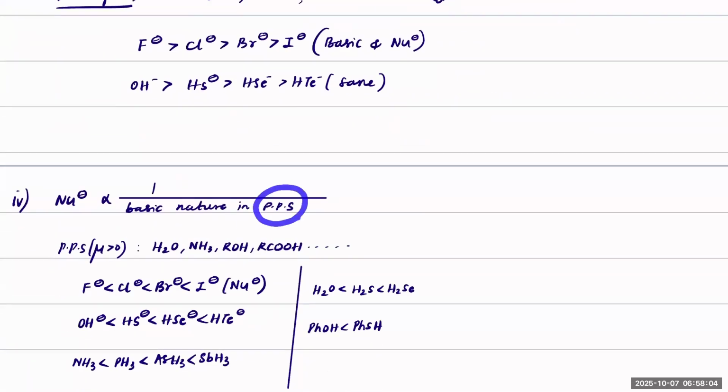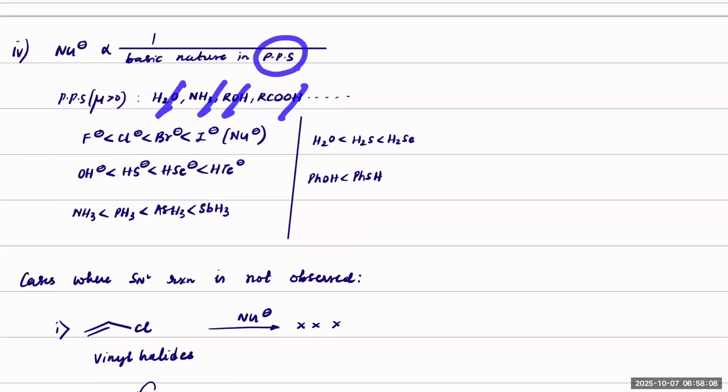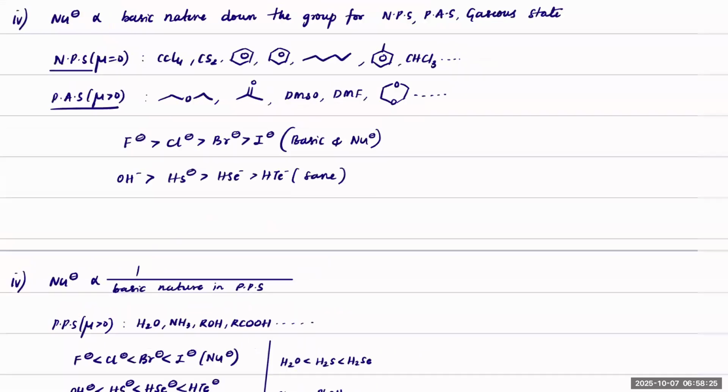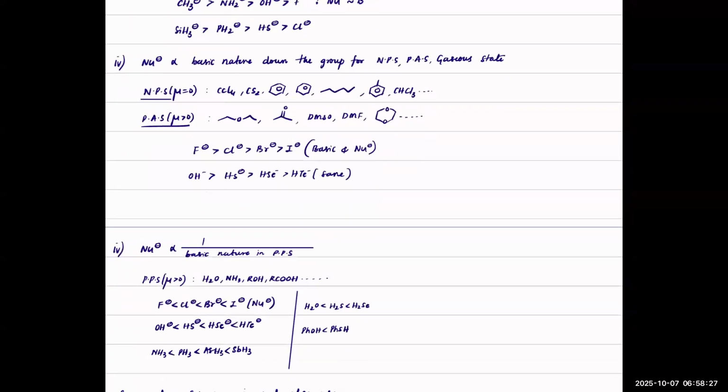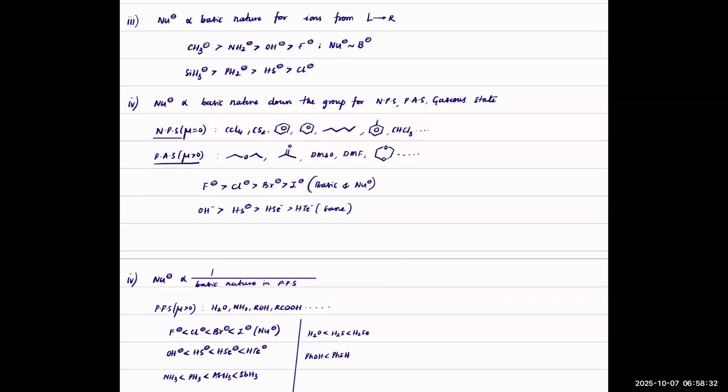But if you're talking about a polar protic solvent like water, ammonia, alcohol, acid, in that case nucleophilicity will be completely opposite. I minus will be the stronger nucleophile, then Br minus, Cl minus, and F minus. The same goes with group 16, same goes with group 15. So this is the sequence of nucleophilic nature. Go through it quickly once. Please try to get the idea of what exactly nucleophilicity is and how it varies.